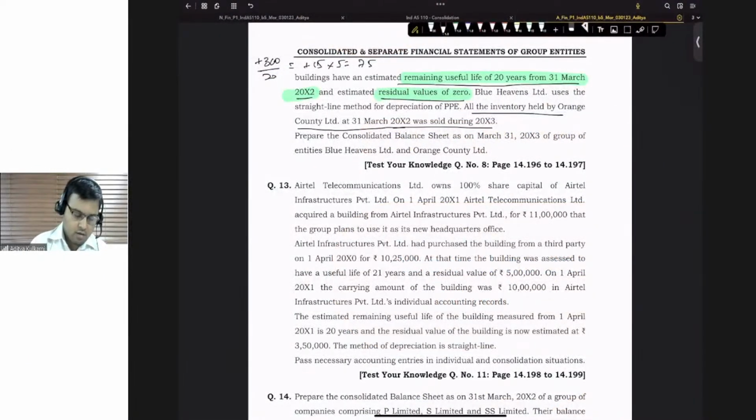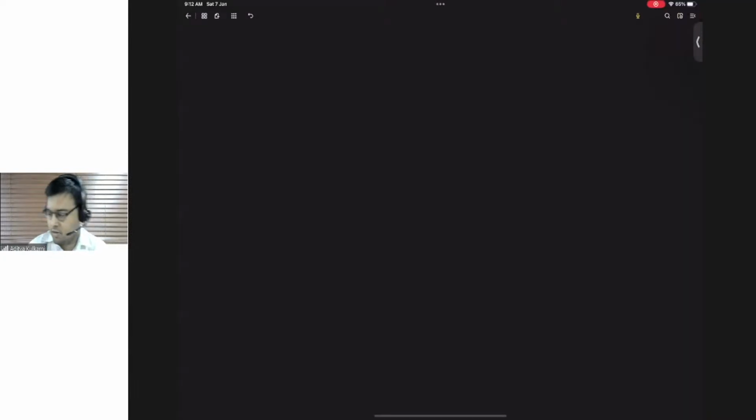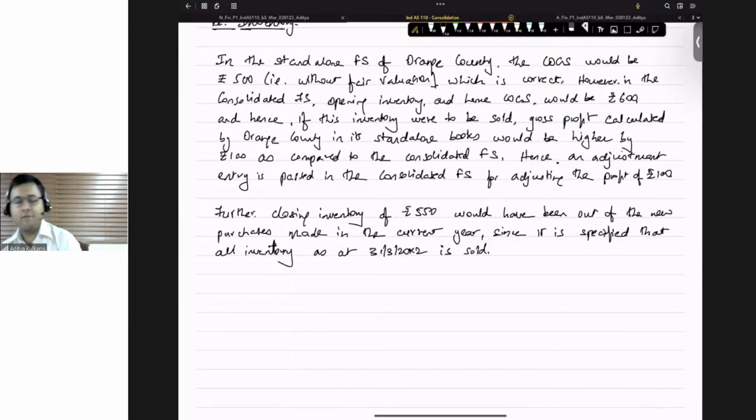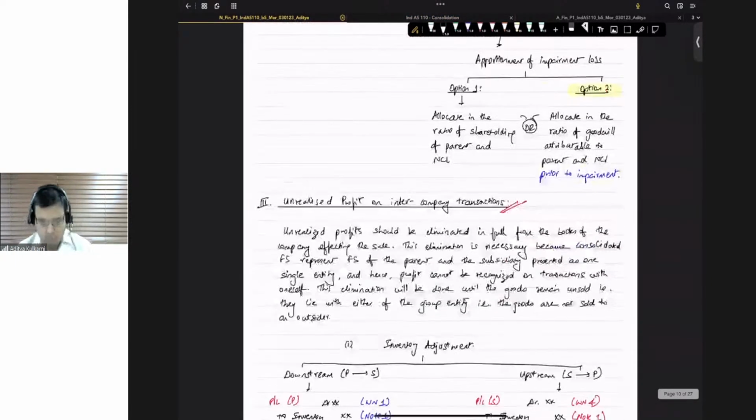All right. So welcome back, guys. Now we have completed the first two adjustments. And now we move on to the third adjustment, that is unrealized profit on intercompany transactions.